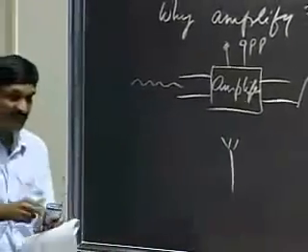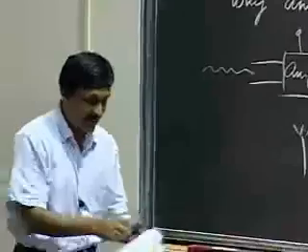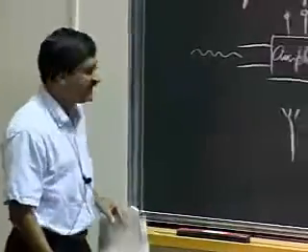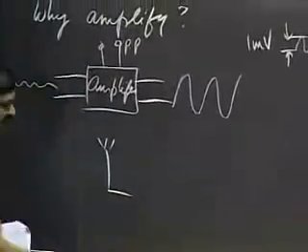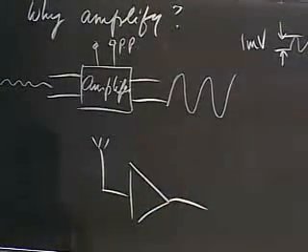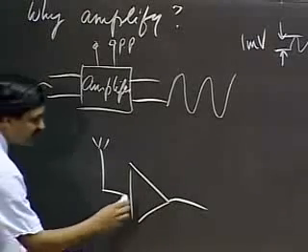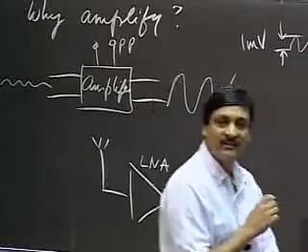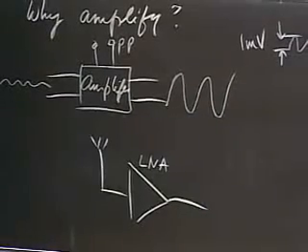So here's my little antenna from the cell phone. Typically the first thing that happens to a signal as it comes out of the antenna in your cell phone, if you look at cell phone circuits or systems, will be something that looks like this, and may have a label LNA. Does someone want to take a guess at what LNA might stand for?